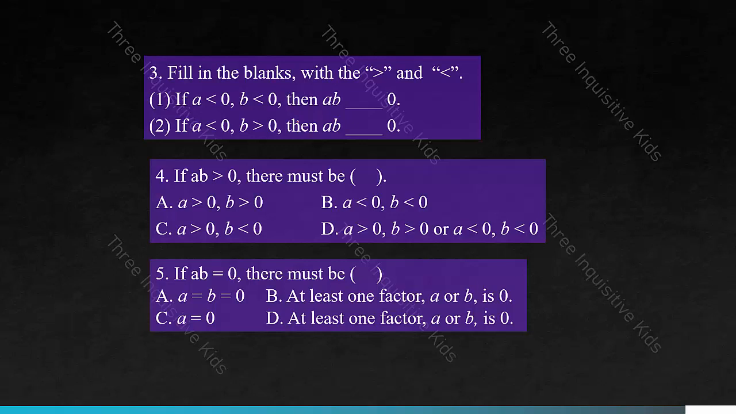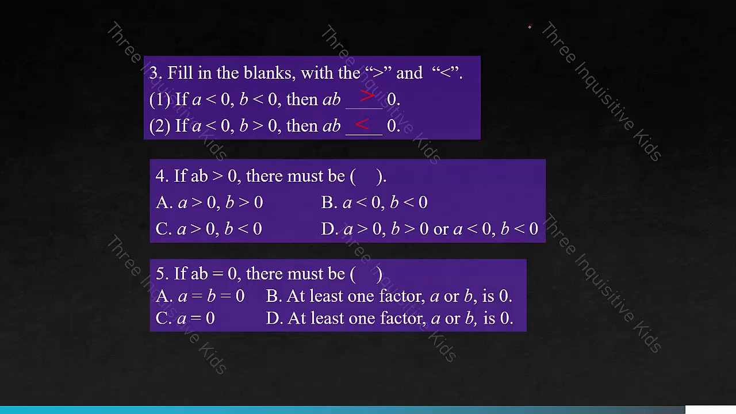Fill in the blanks with the greater sign and the less sign. If a is less than 0 and b is less than 0, then ab is greater than 0, because both factors are negative. If a is less than 0 and b is greater than 0, then ab is less than 0, because the signs are different.